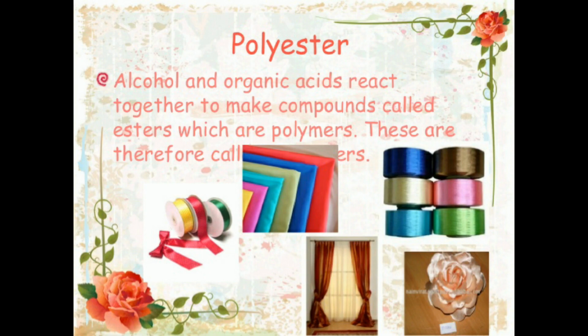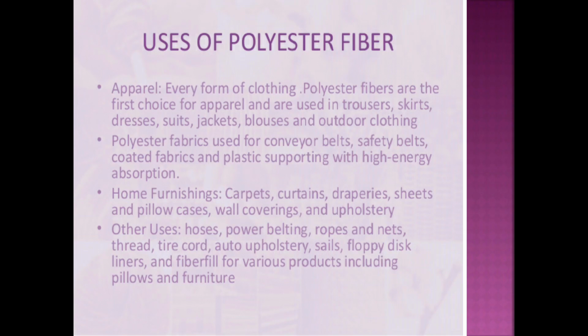Now, what is polyester? Polyester is made up of alcohol and organic acid reacting together, making repeating units of a chemical called esters. These are used in many things. What are the uses of polyesters? It is used in many apparels like dresses, suits, jackets, and outdoor clothing. Polyester fabrics are used for conveyor belts, safety belts, and plastic supporting with high energy absorption.